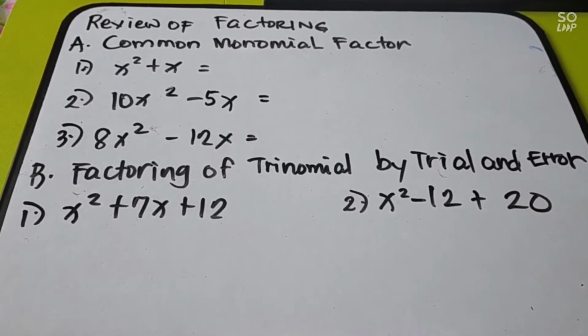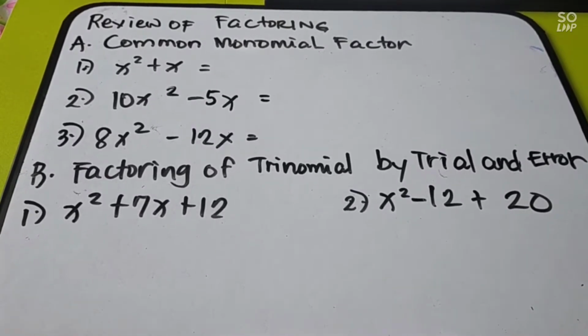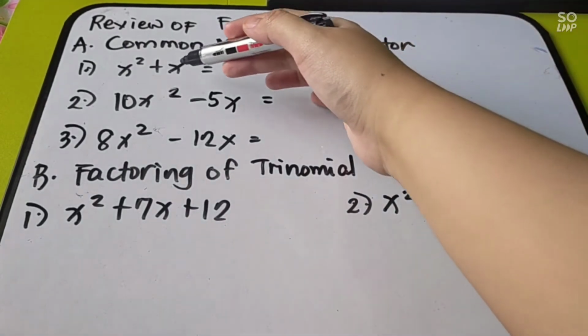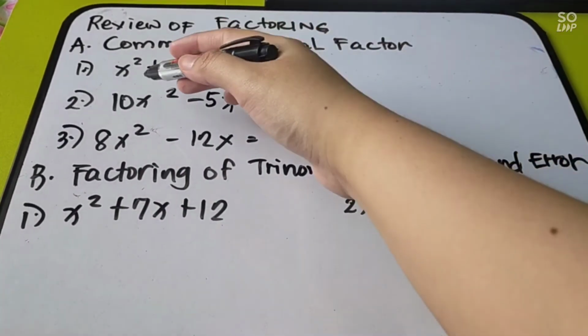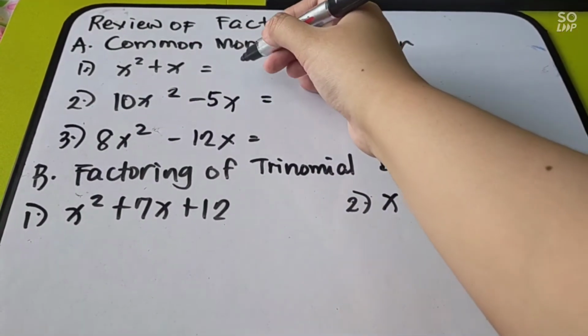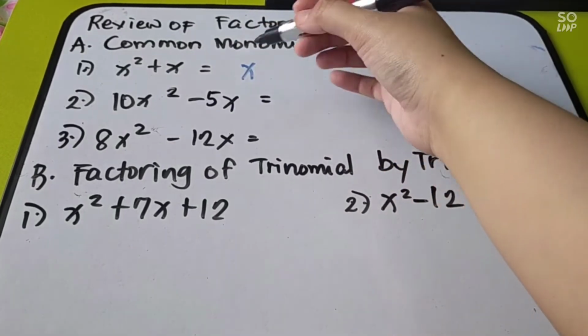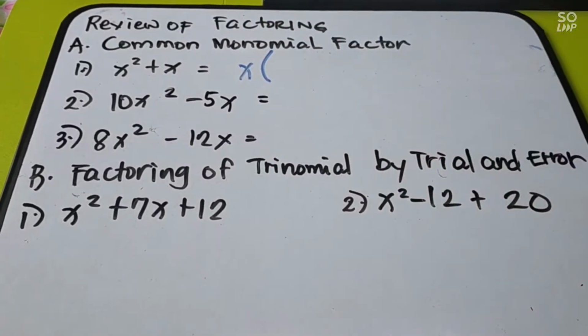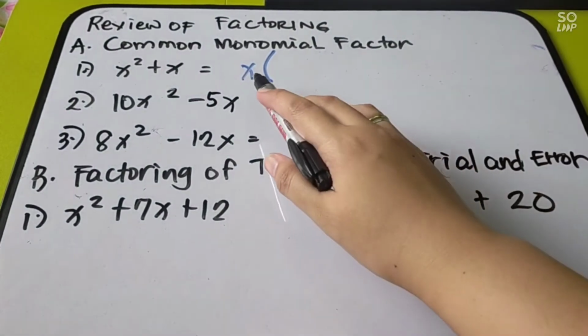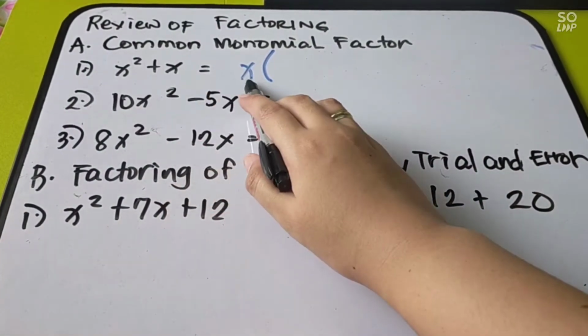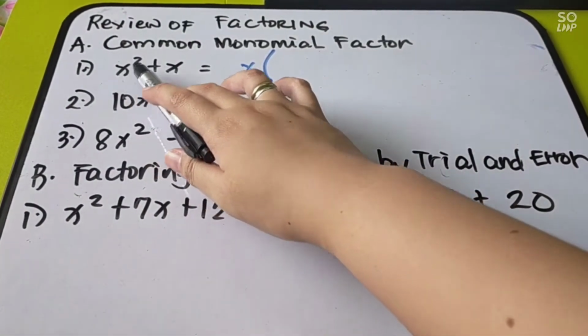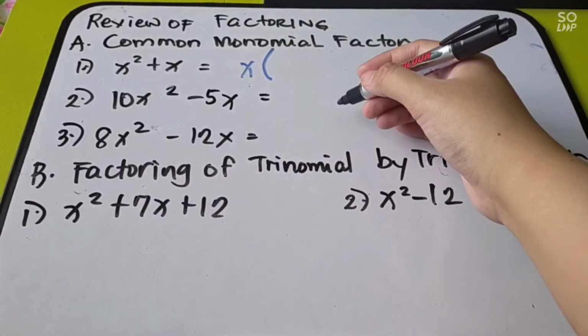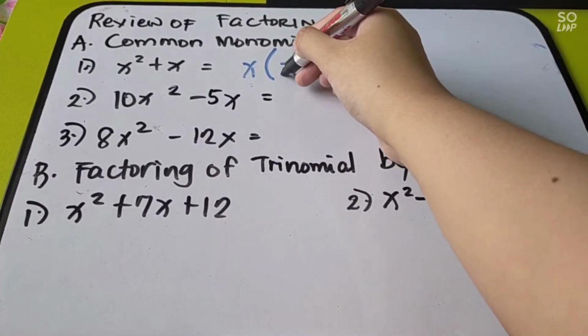Let us have a common monomial factor. So, for common monomial factor, let us have number 1. We have here x squared plus x. So, hanapin mo lang yung common sa kanila. Ang common sa kanila, we have here x. Just write here x. Then, open parenthesis. Then, you are going to divide the common factor to your given. So, x squared divided by x, just subtract the exponent. Ang magiging sagot is x.